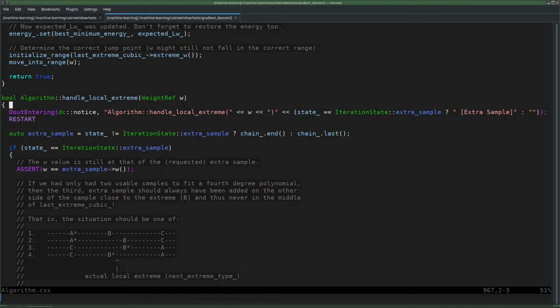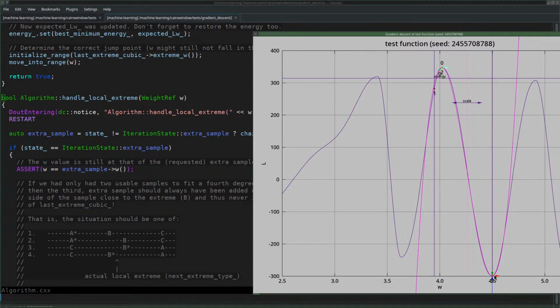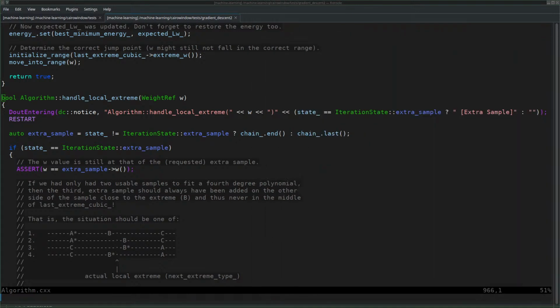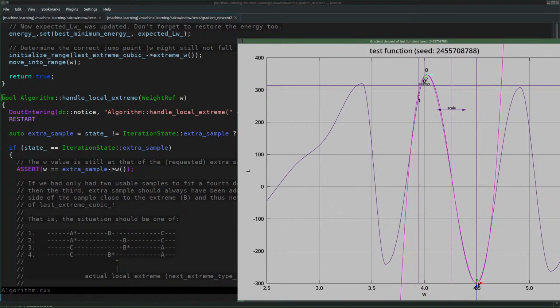So the handle local extreme is called when we find that if we fit a cubic polynomial and then jump to the minimum of that cubic, then we hardly move position, which would, for example, happen when the derivative is already 0. It kind of looks like it. Derivative is 0, so if you fit any cubic through this point, then it's going to have a minimum right there. Well, fitting through points and fitting the derivative. So the derivative has to be 0, aka it is the minimum.